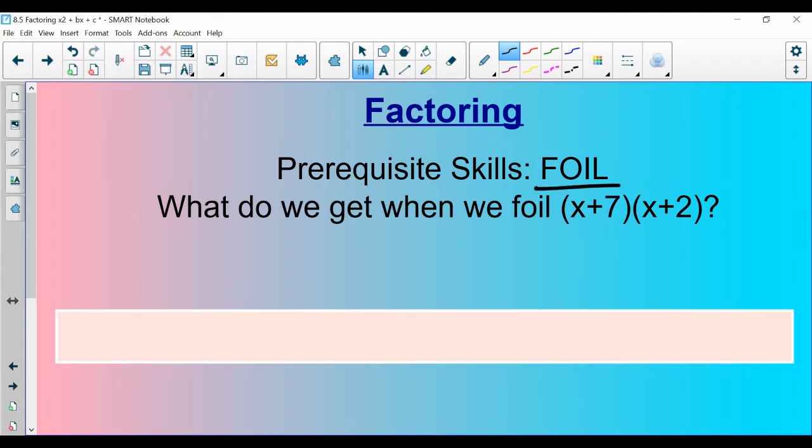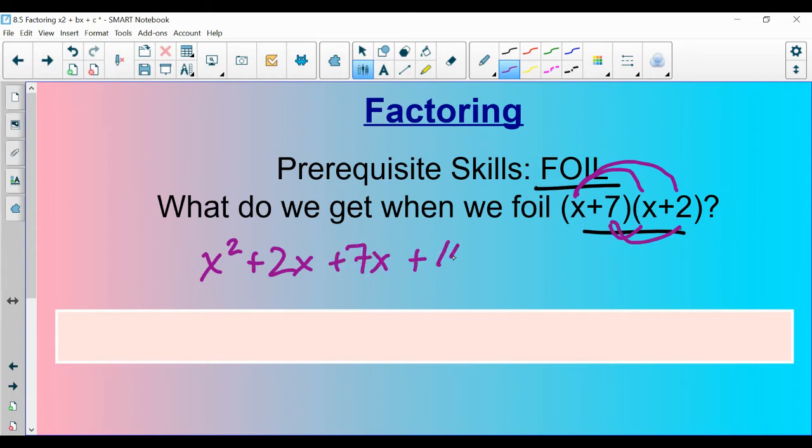A prerequisite skill, something you already need to know in order to accomplish the task today, is that we need to know how to FOIL x plus 7 times x plus 2. Let's do a quick review. First, we multiply the first two together, and we get x squared. Then we multiply the outside two together, and we get plus 2x. Up next, we multiply the inside ones together, plus 7x. And then the last two, and 7 times 2 is 14. From here, we can combine like terms, so we have x squared plus 9x plus 14.